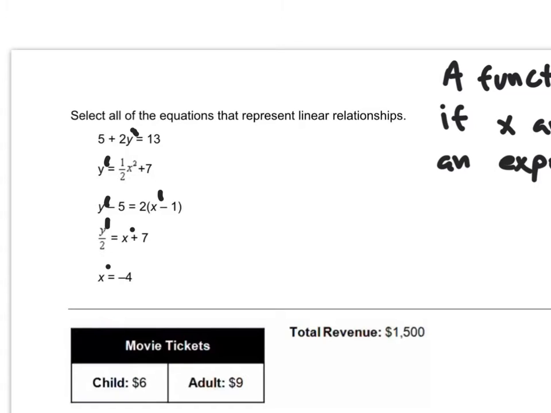The only one that doesn't have an exponent of 1 is this one. That has an exponent of 2. Okay, this is not linear. All right, so you have to have an exponent of 1 in order for a function to be linear. Any other value, then it's not linear.